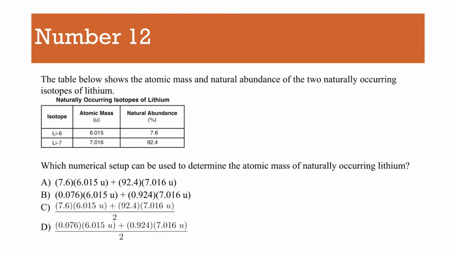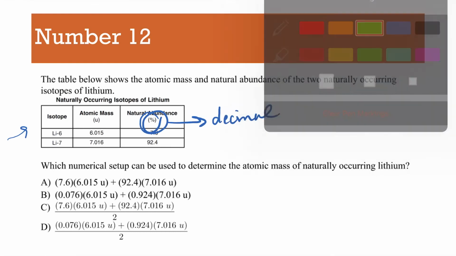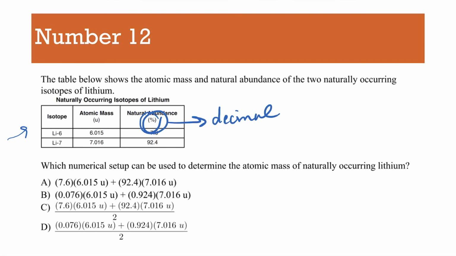Okay, number 12 says the table below shows the atomic mass and natural abundance of two naturally occurring isotopes of lithium. Which numerical setup can be used to determine the atomic mass of the naturally occurring lithium? If we look at our answers, nothing is being divided by 100. So what they did, they had to have converted the percent to a decimal. The other option is keeping it as is and dividing by 100, but our options do not have that.